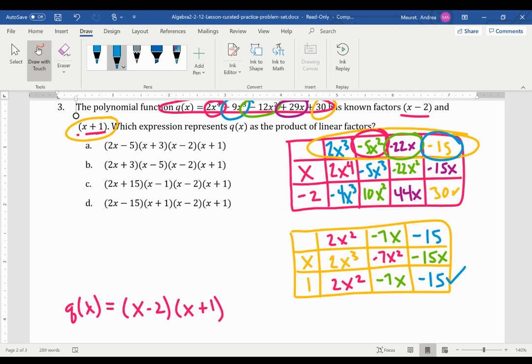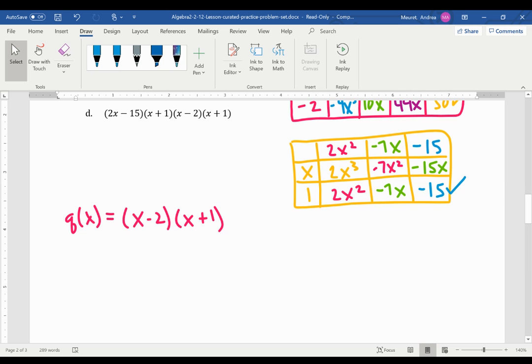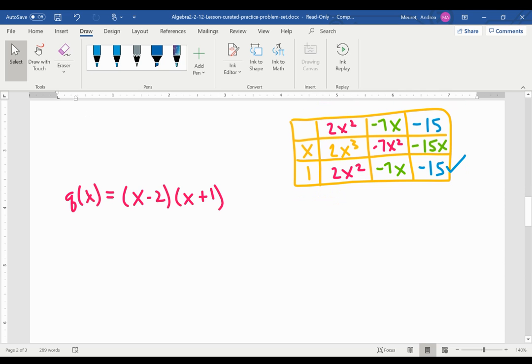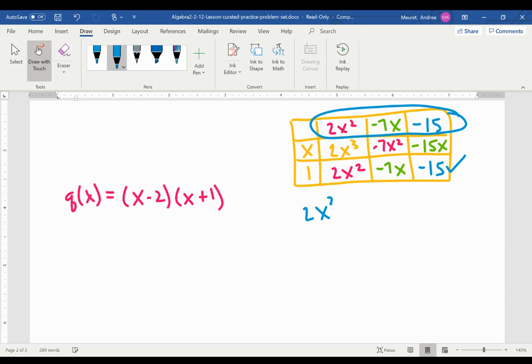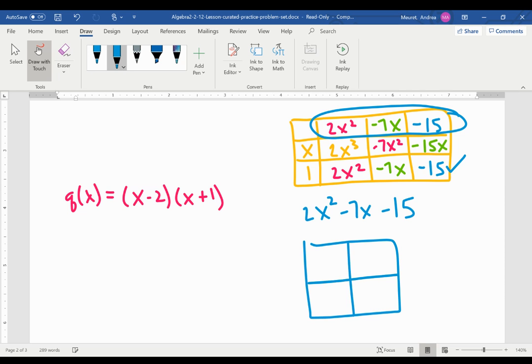So we've actually just verified that the two known factors are actually factors. And now we're ready to factor what we have left and finish this super long problem. So we are now going to factor this polynomial. Okay, so 2x squared minus 7x minus 15. And one more factor box.